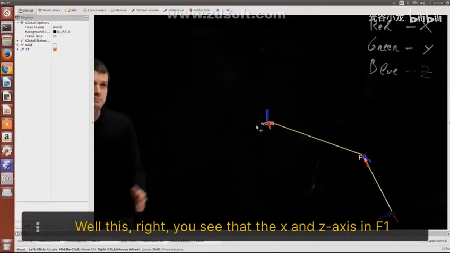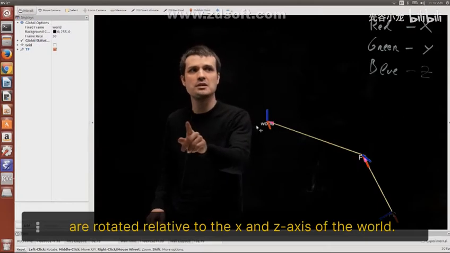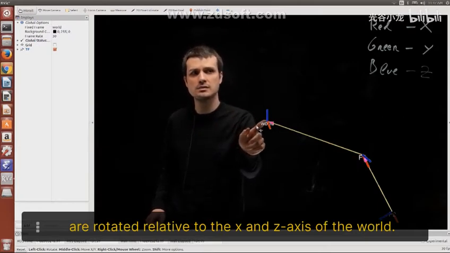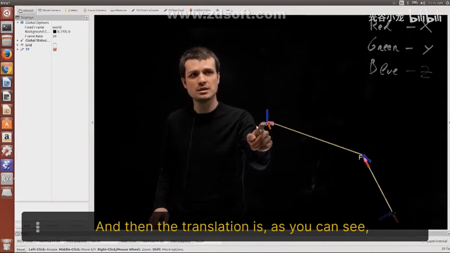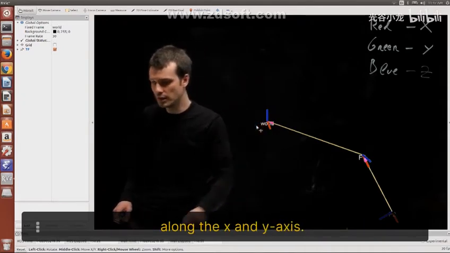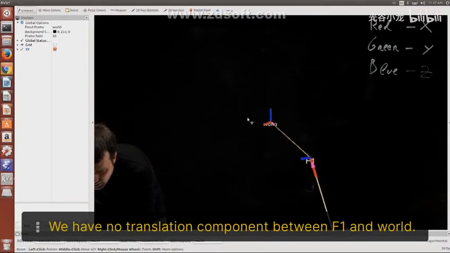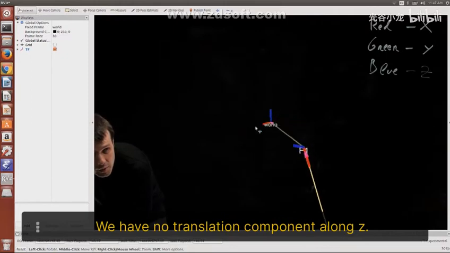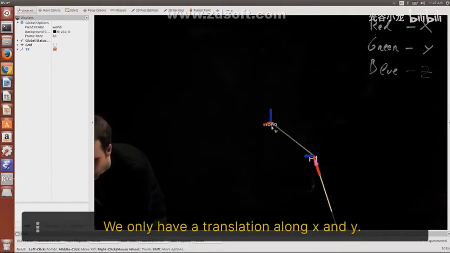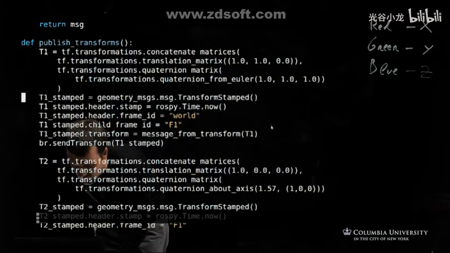Well, this, right, you see that the x and z axis in F1 are rotated relative to the x and z axis of the world. And then the translation is, as you can see, along the x and the y axis. We have no translation component along z, right? We only have a translation along x and y. And then let's look at the transform between F1 and F2.